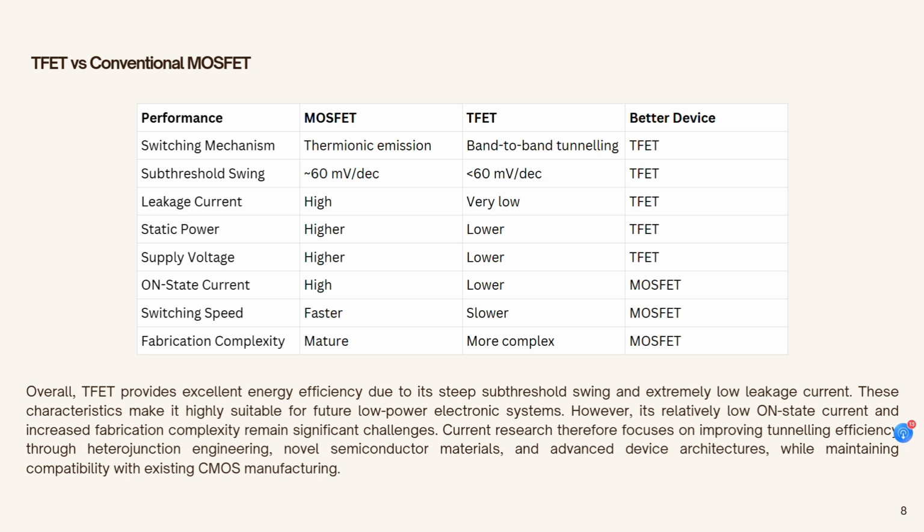Overall, TFET offers outstanding energy efficiency because of its steep switching behavior and extremely low leakage current. However, improving the on-state current while maintaining low power consumption remains one of the biggest research challenges. For this reason, current research focuses on new semiconductor materials, heterojunction engineering, and advanced device structures such as vertical TFETs and gate-all-around architectures. These approaches aim to increase tunneling efficiency while preserving compatibility with existing CMOS manufacturing.